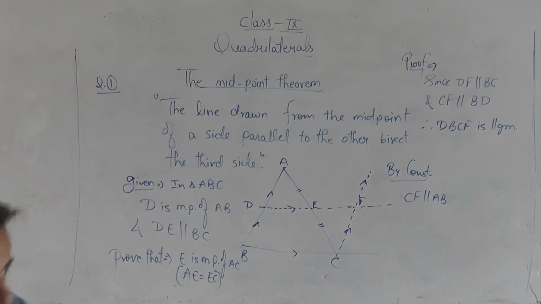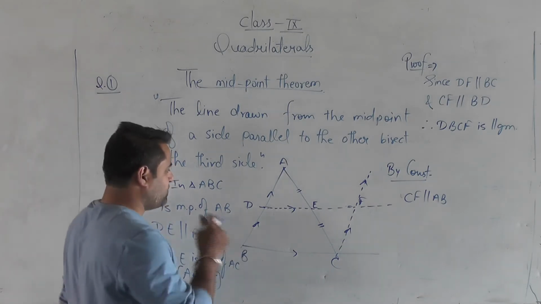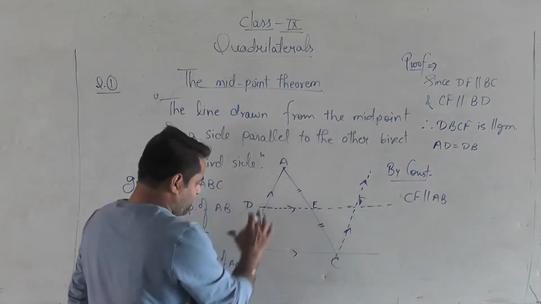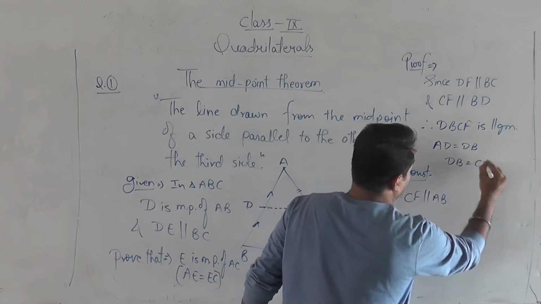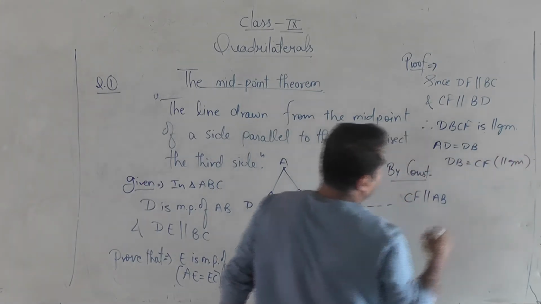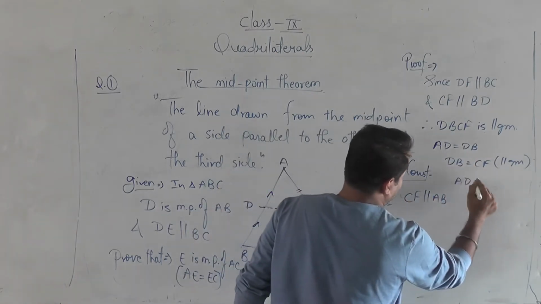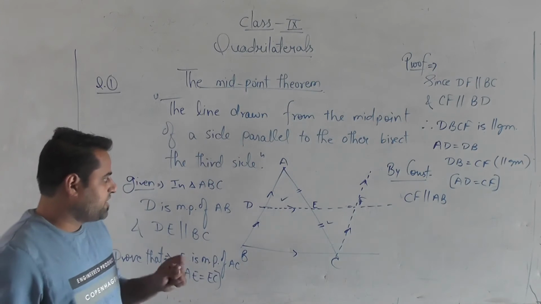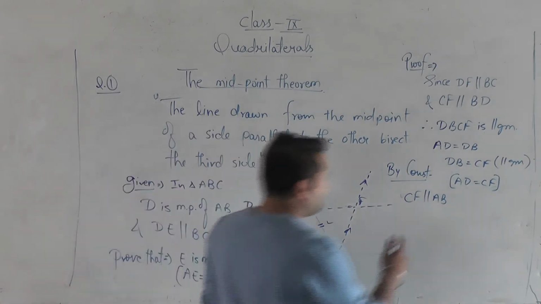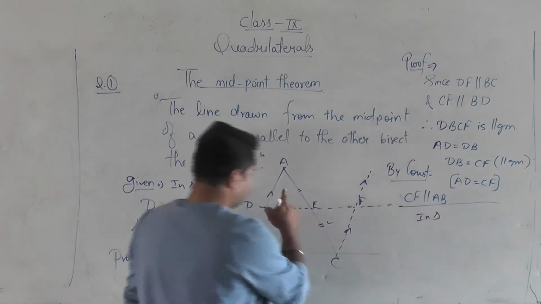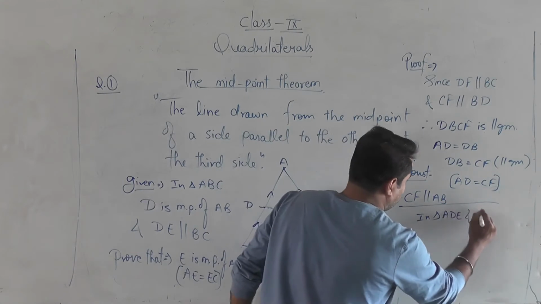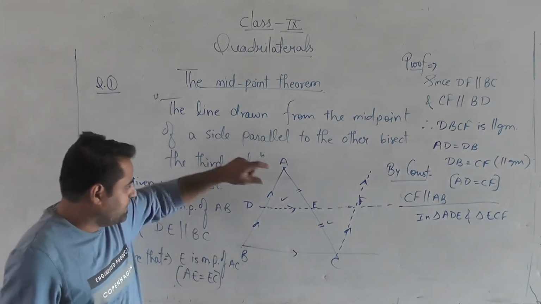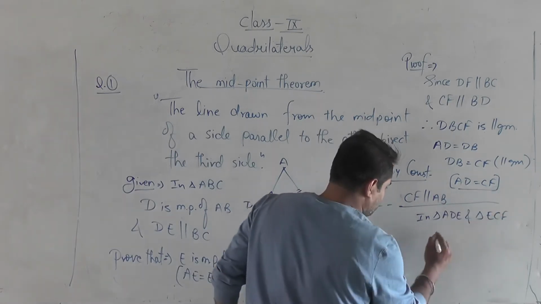So now we are using quadrilateral properties. First of all, since D is the midpoint, it is already shown that AD is equal to DB. And since DBCF is a parallelogram, DB will be equal to CF because of that parallelogram property. So AD and CF become equal. Now we are comparing two triangles. What we need to show is that AE and EC are equal, so we are taking triangle ADE and triangle CEF. Let's compare these. In ADE, AD is equal to FC.